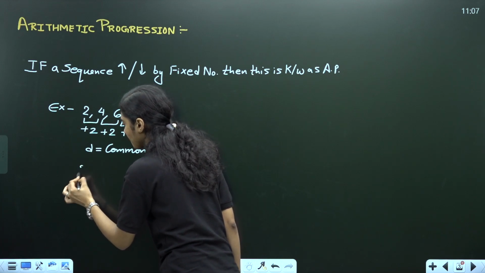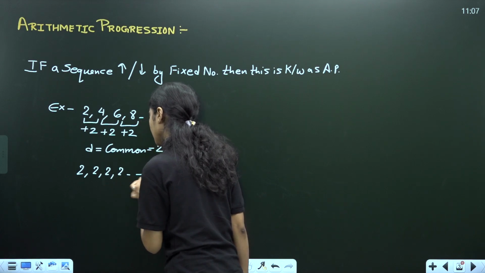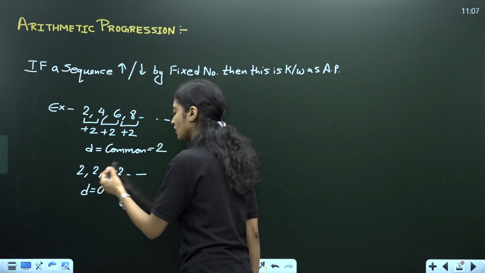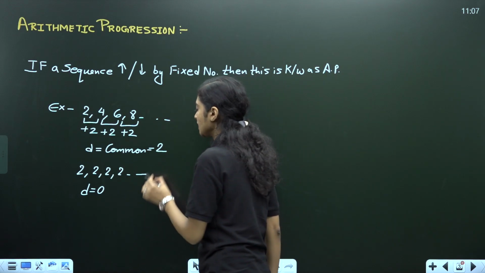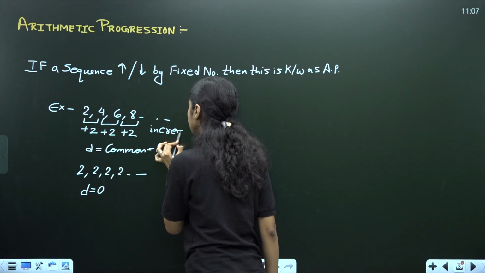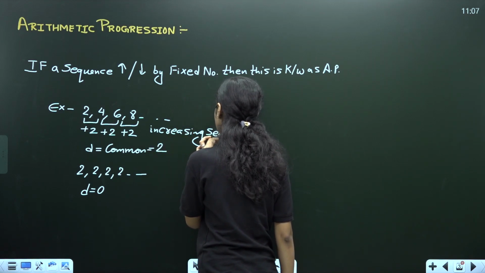If the terms of the sequence remain constant, then D = 0, and this is known as a constant sequence. This is known as an increasing sequence.